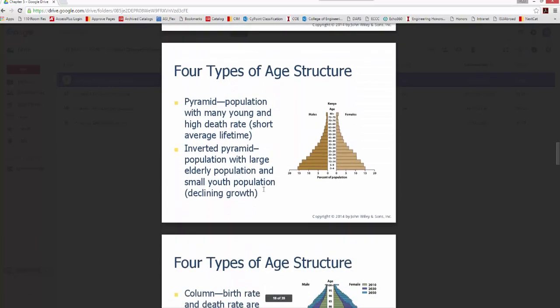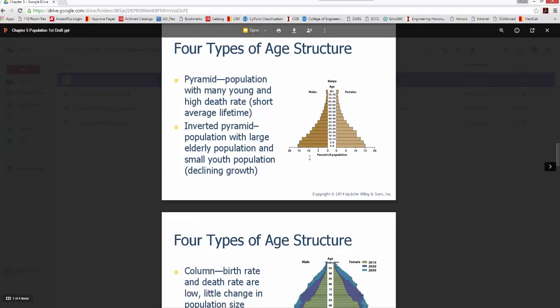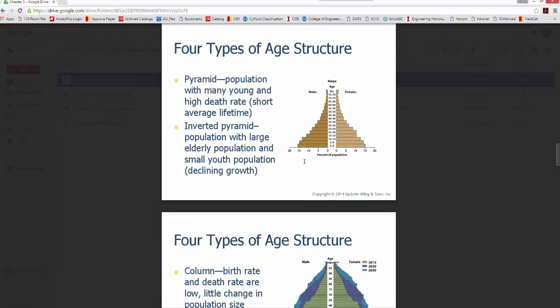Now there are 4 shapes of age structure. Before I get to that, let's take a look at this particular graph here. Now notice on this graph, it has percent of population on the x-axis, and it has age on the y-axis. And so we're looking at the country of Kenya on the continent of Africa. So we're looking at the percent of population at different ages.